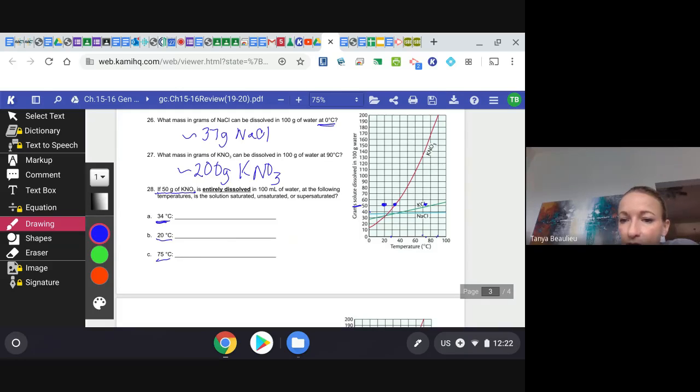Now at 34 Celsius, I am on the KNO3 line. Because I'm on the line, I'm holding the maximum amount of solute that can be held. Therefore, it is a saturated solution.